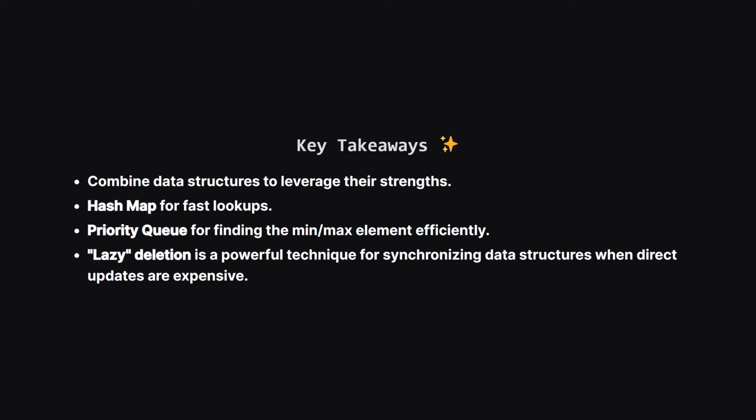Let's recap the main ideas. The big takeaway here is that you can often solve complex design problems by combining simple, powerful data structures. We used a hash map for its super-fast lookups, and a priority queue for what it does best, keeping track of the most important item. The lazy deletion strategy was the critical glue that allowed them to work together, without needing complex and slow synchronization logic. It's a really useful pattern to remember for other problems.